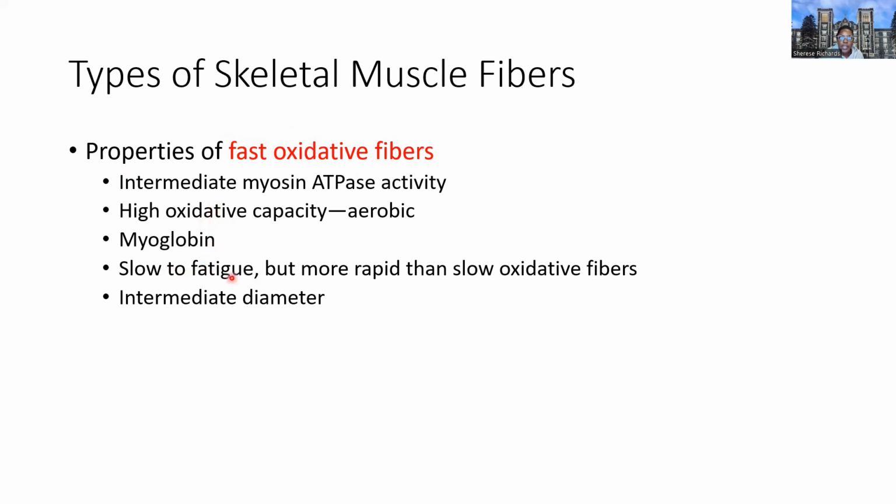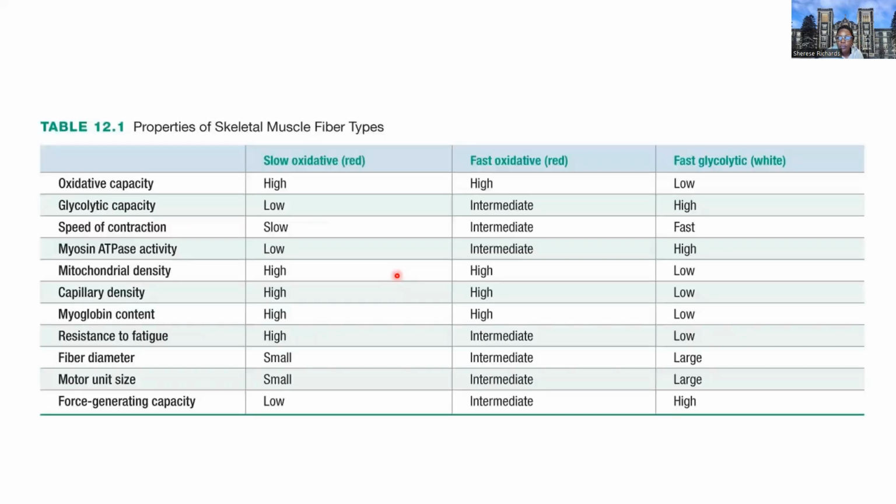And they're going to be slow to fatigue, but not as slow as the slow oxidative fibers, right? They're going to be slow in their rate of fatigue, but it's going to be quicker than we see for slow oxidative fibers. And then their diameter is going to be intermediate as well, not as small as slow oxidative and not as large as fast glycolytic. Okay, so really somewhere in the middle is our fast oxidative fibers. They're kind of a blend of the two other types of fibers.